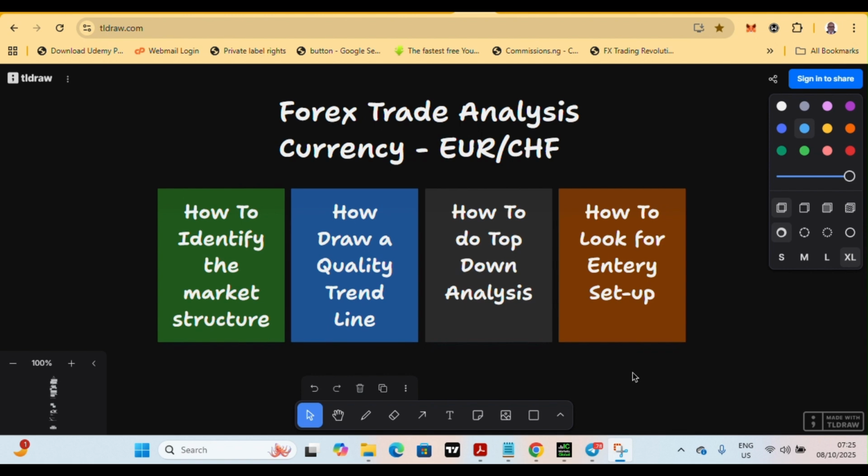All right, so guys, let's dive into the chart. So first of all, let's look at the currency pair. This is Euro Swiss franc. This is what we call a minor currency pair. It's a currency pair of the Eurozone against Switzerland, the currency that we call the Swiss franc. So we're going to hop into MT4 to look at this chart, and we're going to start by looking at how we identify the market structure. So let's head over to the chart.